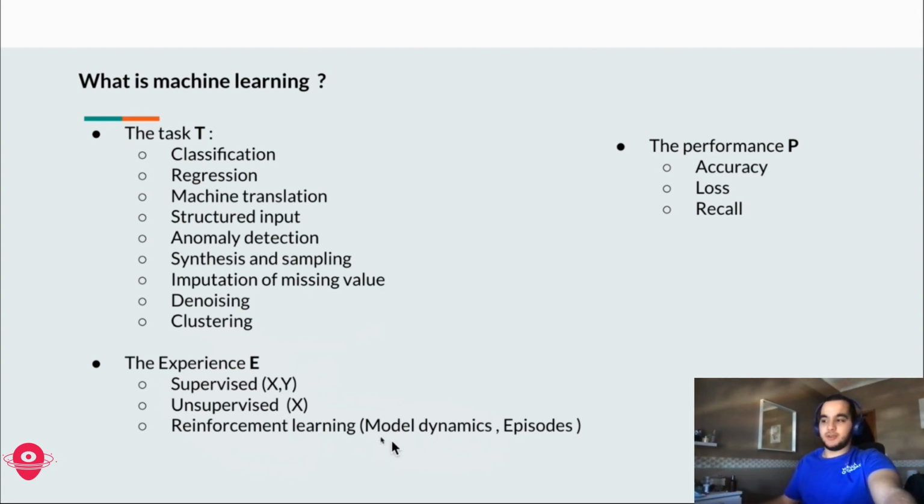You either feed it the model dynamics of how this game works and the agent can eventually learn, or you can feed it, for example, episodes of this game being played, and the agent can learn from those episodes. We talked about the P. The P is basically the performance of the model. You can use, for example, the accuracy, which is how many things this agent is getting right. There is the loss, which is basically the error, and you have the recall.